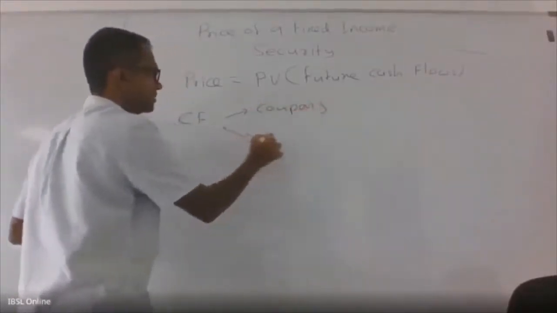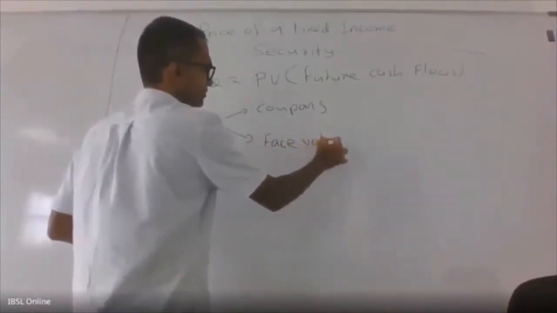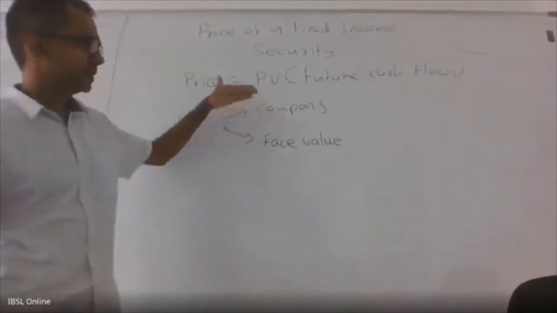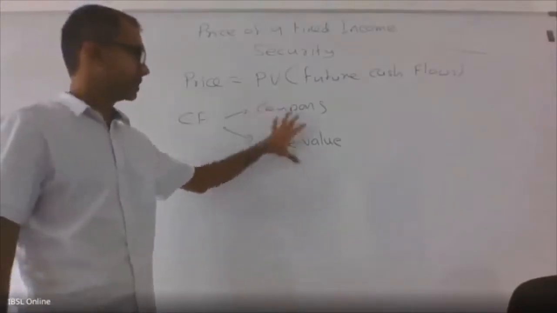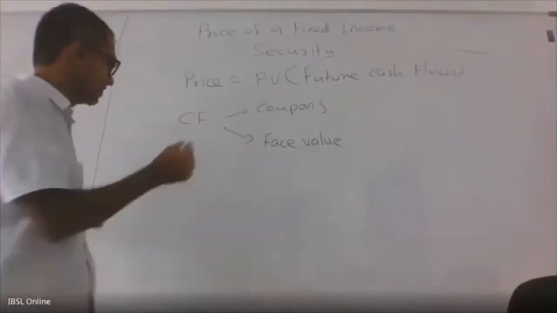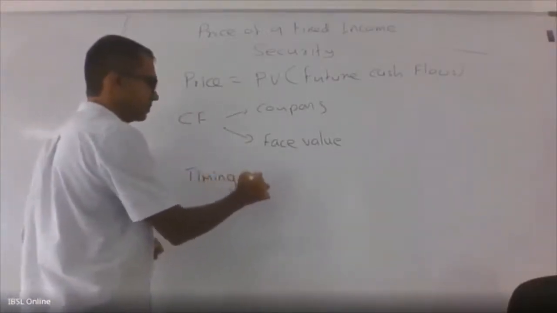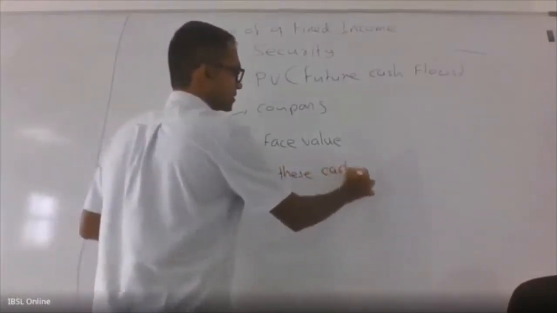Coupons and face value. We get periodic coupons, and on the maturity date we get face value. These are the cash flows. Then we need to know the timing of these cash flows.